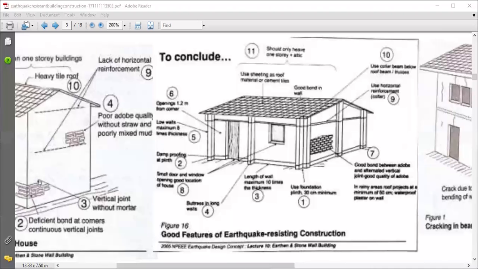The second point they have shown is the damp proofing. The third point is the deficient bond; the bond between them should be strong. The fourth point they have shown is the length of the wall, which should be a maximum of 10 times the thickness.